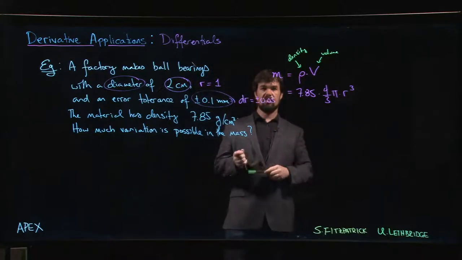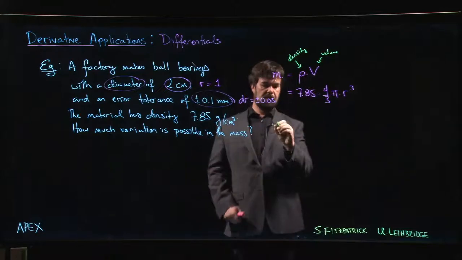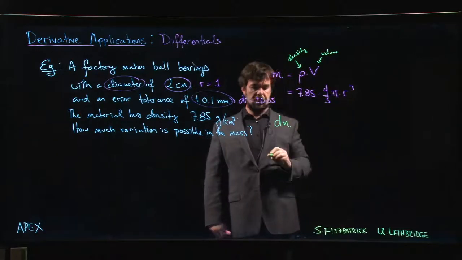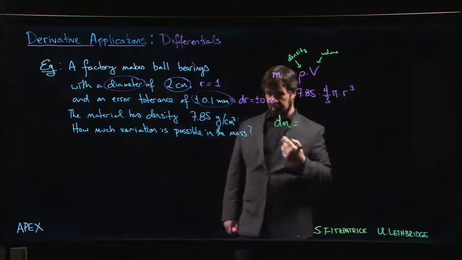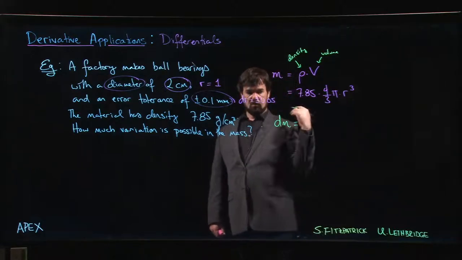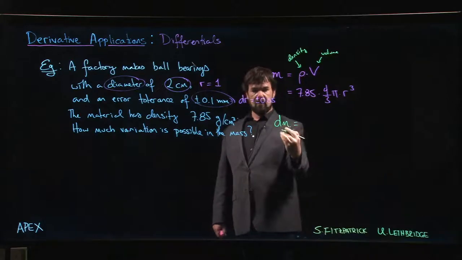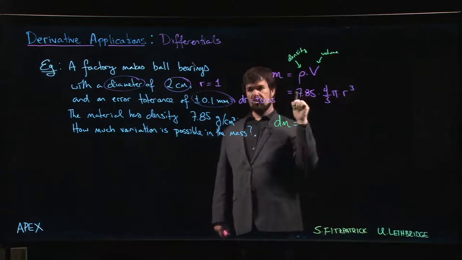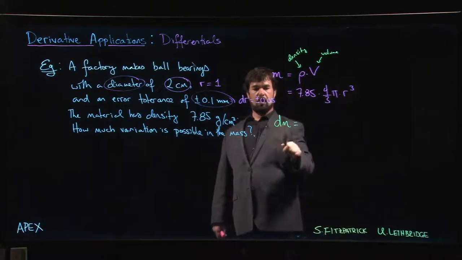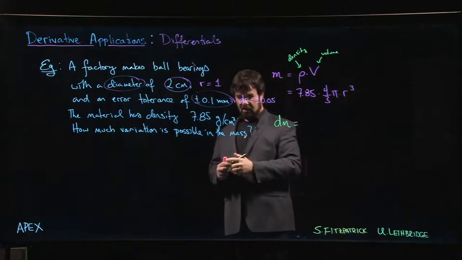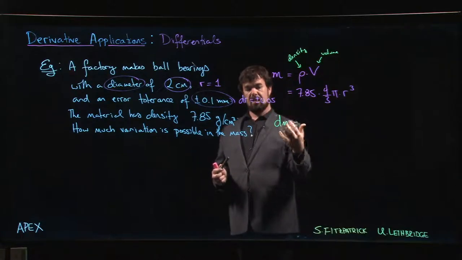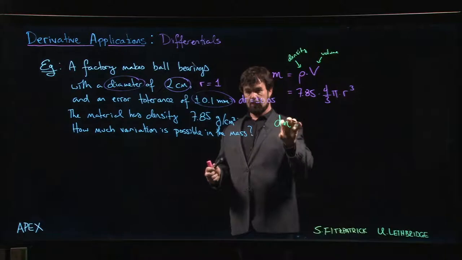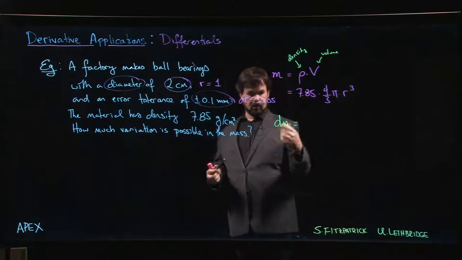So what's next? Calculate the differential, dm. And now the nice thing here is we're not actually trying to approximate the value of m. We're just trying to approximate the error. If the radius changes by 0.05, how much does the mass possibly change? So what we're really trying to calculate here is delta m, and we know that delta m is approximated very well by dm, so we're on the right track.